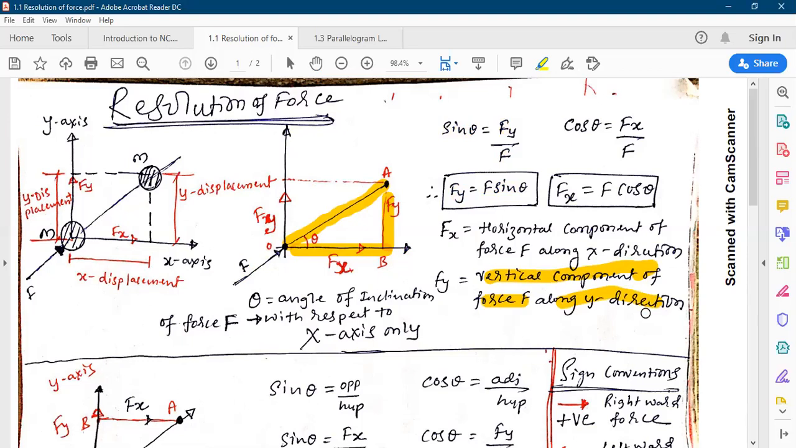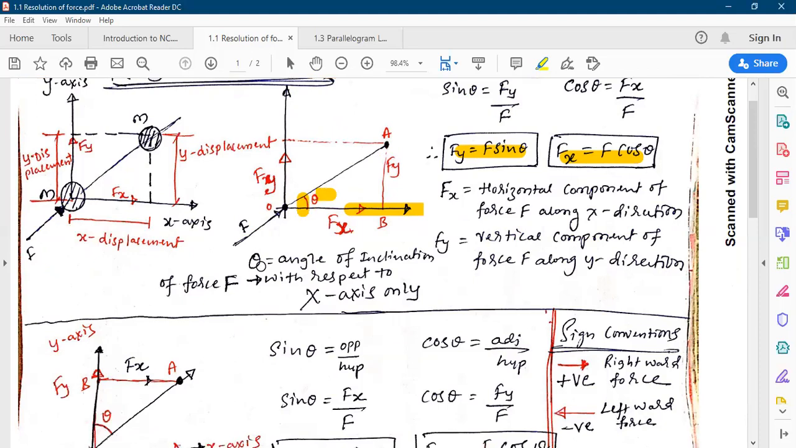So these are the x component and y component of force F, which is having angle of inclination theta with respect to x axis. So these formulas Fx is equal to F cos theta and Fy is equal to F sin theta are applicable when you are considering the angle of inclination with respect to x axis only, right? So we can write here theta is the angle of inclination of force F with respect to x axis only. These are the two formulas which are applicable when theta is with respect to x axis only.